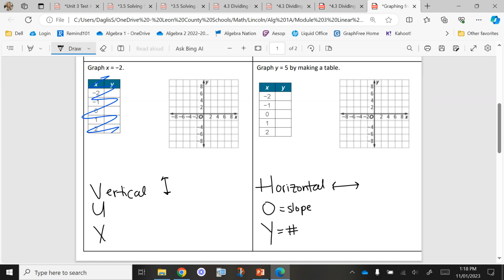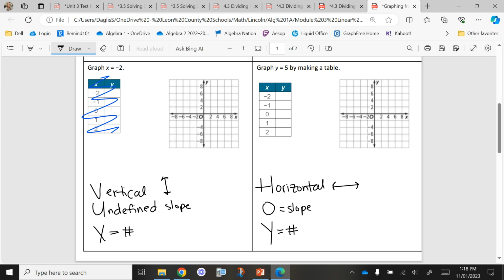How about the letter V? It goes up and down, right? So all different ways to remember vertical is up and down. This has an undefined slope, which we're really not worried about today, but it will come back up. So we have an undefined slope, and it comes from x equals just a number.